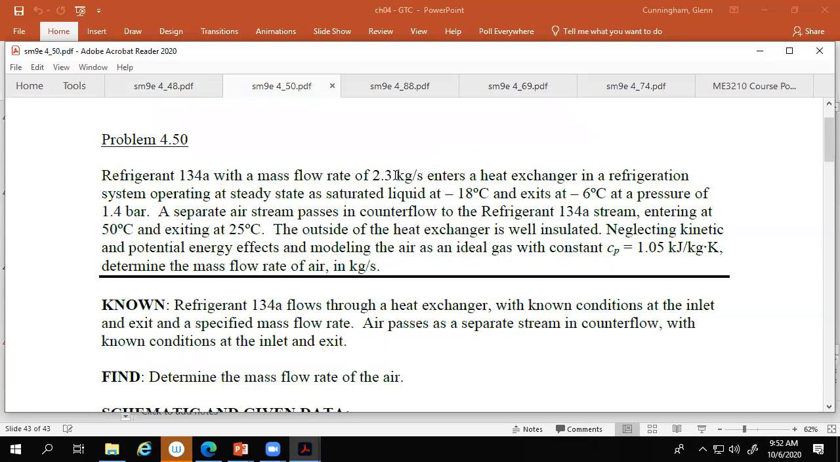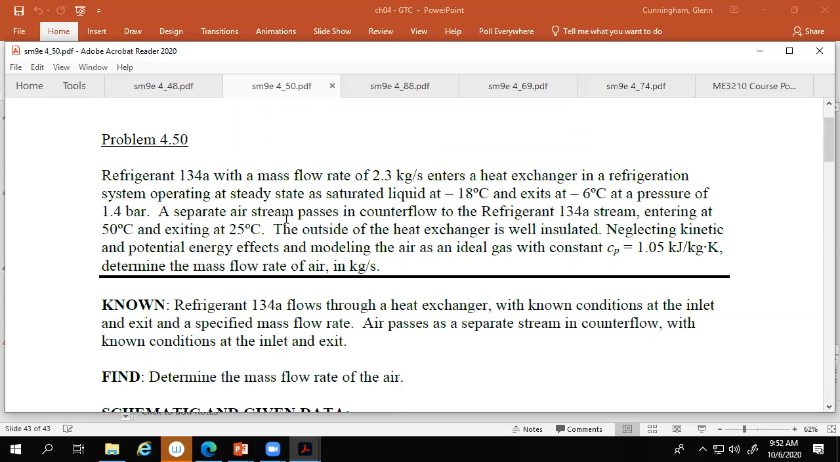So okay, we got a flow rate, and it is a mass flow rate, kilograms a second. That's good. Steady state is, so we're coming in at saturated liquid at minus 18 degrees C, pretty chilly, and exits at minus 6 degrees C at a pressure of 1.4 bar. Okay, so this is basically like a cooling coil, and then we're going to put some air on the other side of this and cool it down.